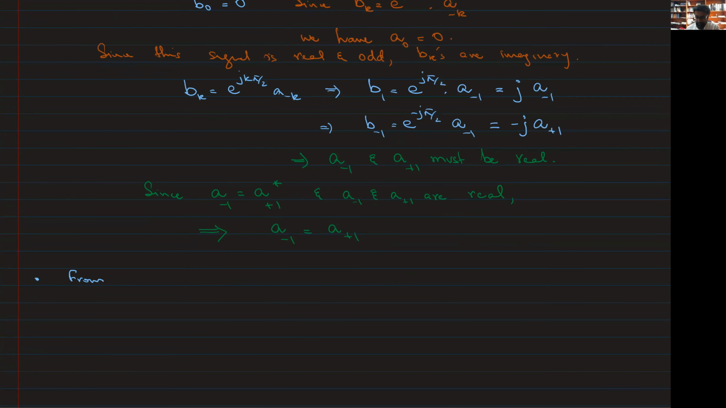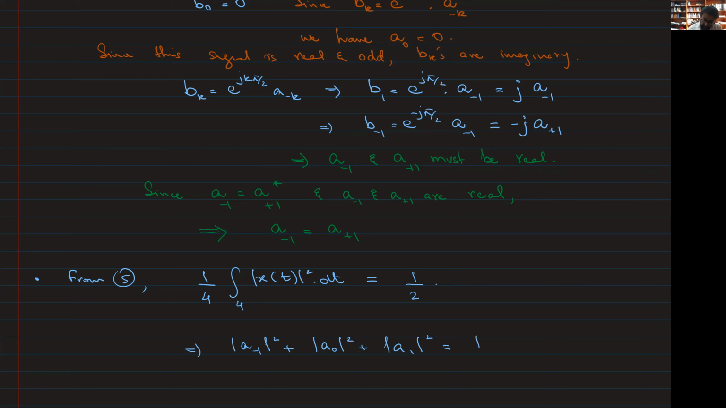Now here's the final step, from the last property, property number 5, which was given as 1 upon T, the integral of x of t absolute squared dt. Remember this was 4, right? So let me just plug it in, and this was equal to half. I just use Parseval's relationship, which says that A minus 1 absolute squared plus A naught absolute squared plus A1 absolute squared must be equal to half, right?